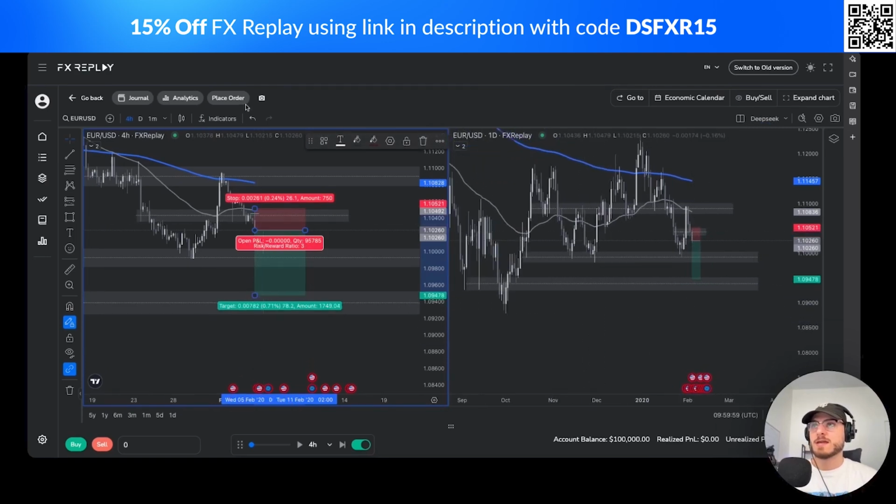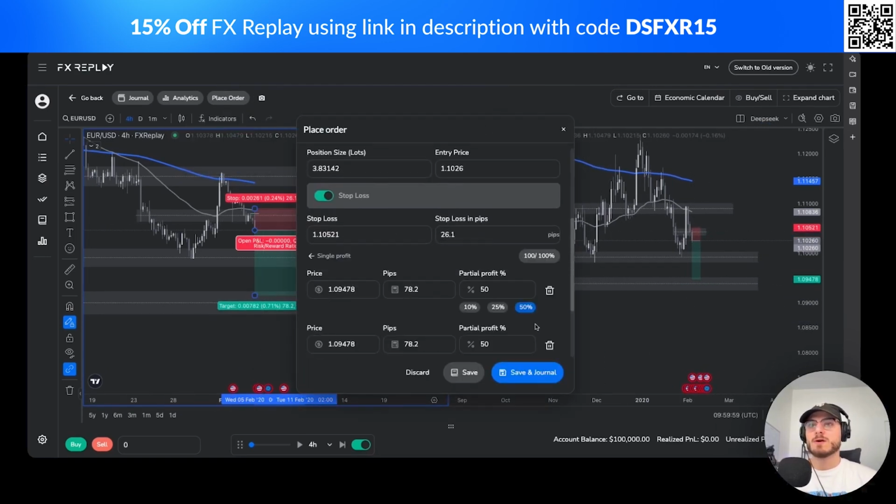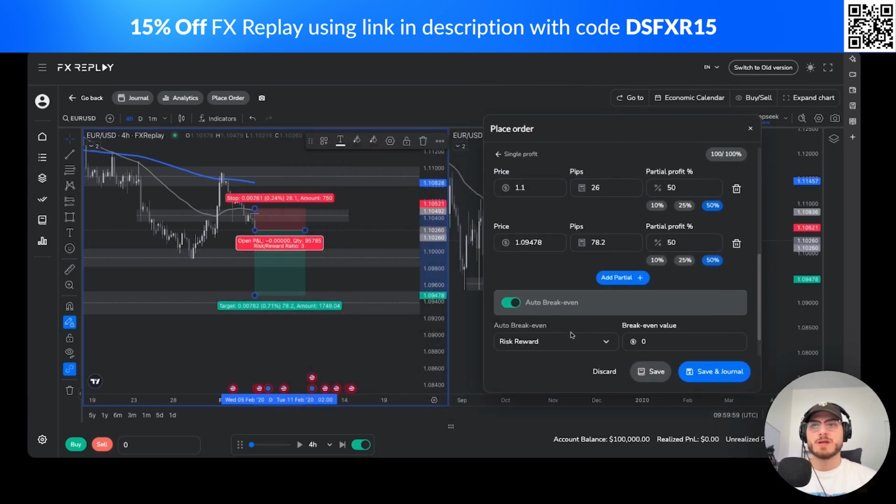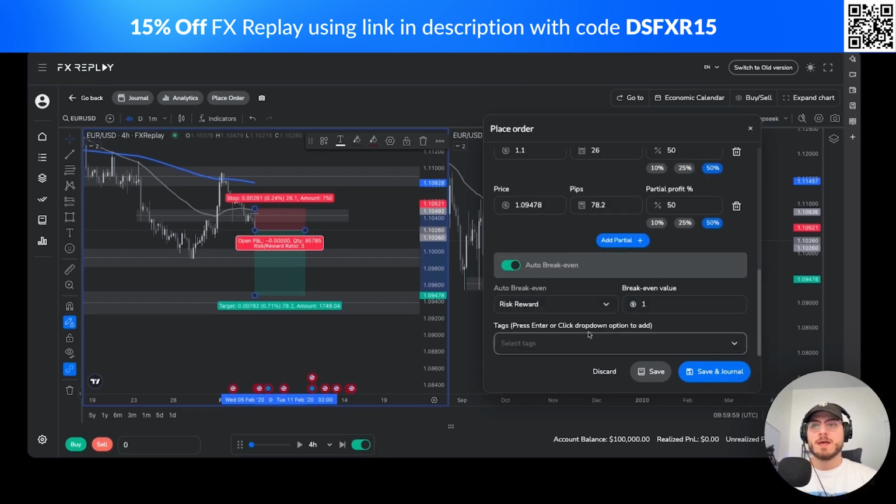So let's just enter. We will put our partials right here. Let's say 26. Yeah, 78. Perfect. And let's go to auto break even at 1R. And let's tag this. Again, the tags will be based off of, for example, a setup is going to be a continuation.